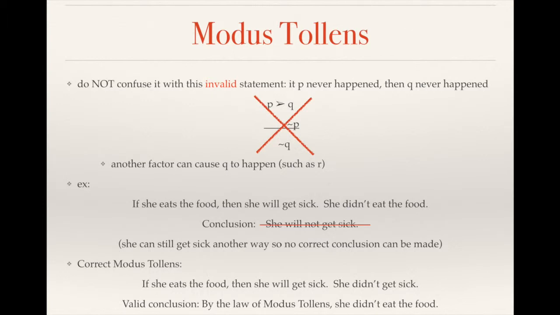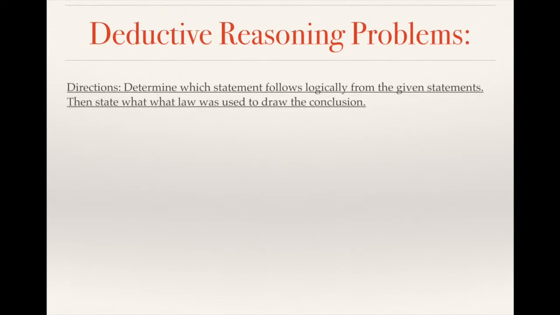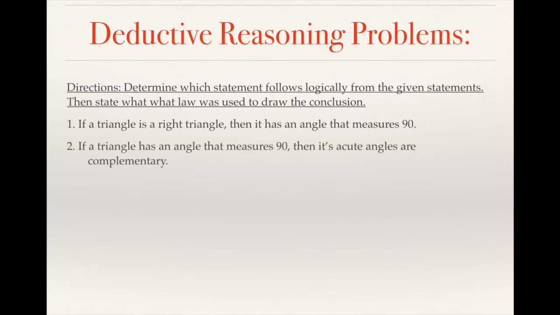Some common examples of deductive reasoning problems come as the following. Use the initial directions to find the answer. For instance, if a triangle is a right triangle, then it has an angle that measures 90 degrees. If a triangle has an angle that measures 90 degrees, then its acute angles are complementary. So which of the next statements can you determine an answer from?